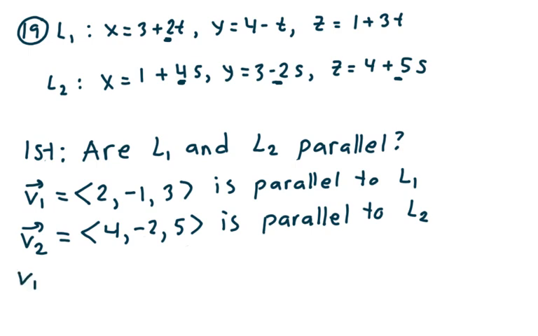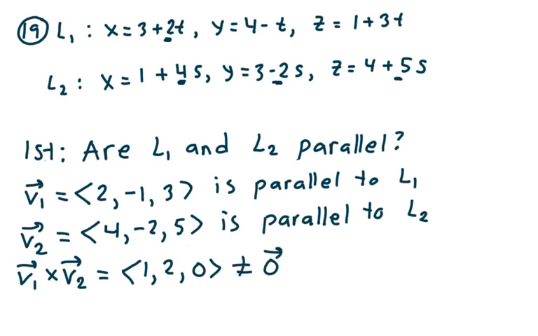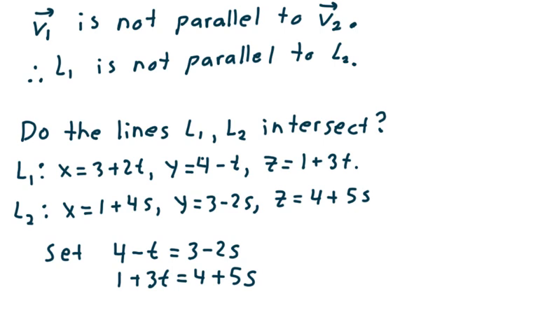Now, with that, I'm going to look at V1 cross V2. So this is the vector 1, 2, 0. And this does not equal the zero vector. So that says V1 is not parallel to V2, and therefore L1 is not parallel to L2. Do the lines L1 and L2 intersect?